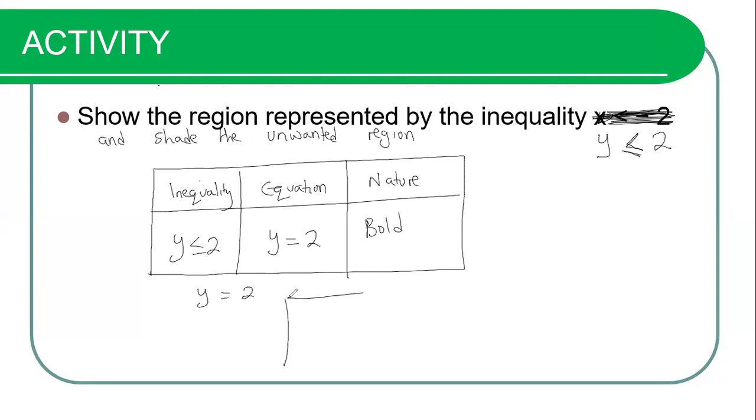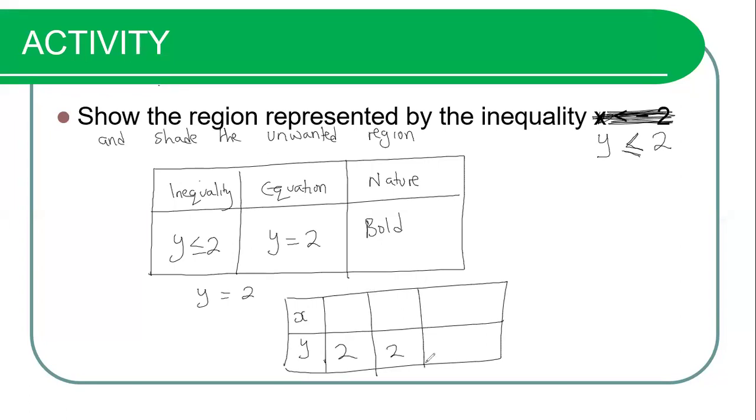This one means that when I come to my table, y is equal to 2. It means that you have x and y. Y is equal to 2 means all y values are 2, but the x values can be any value of your choice. So when it comes to x, you can put any value of your choice, but y must always be 2.